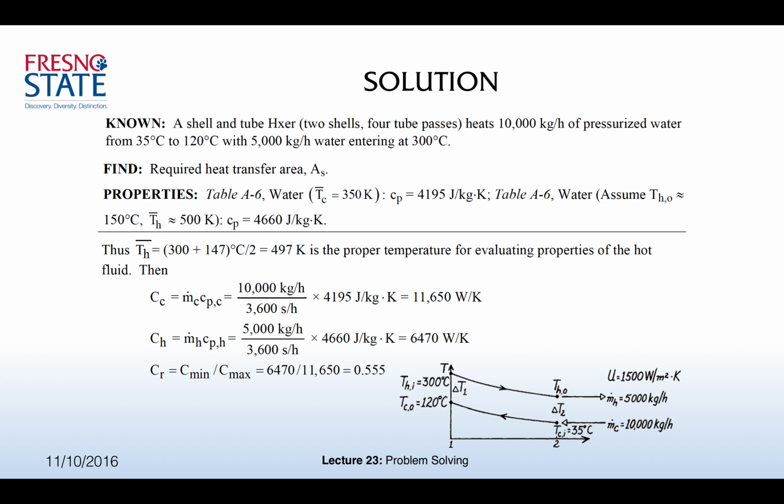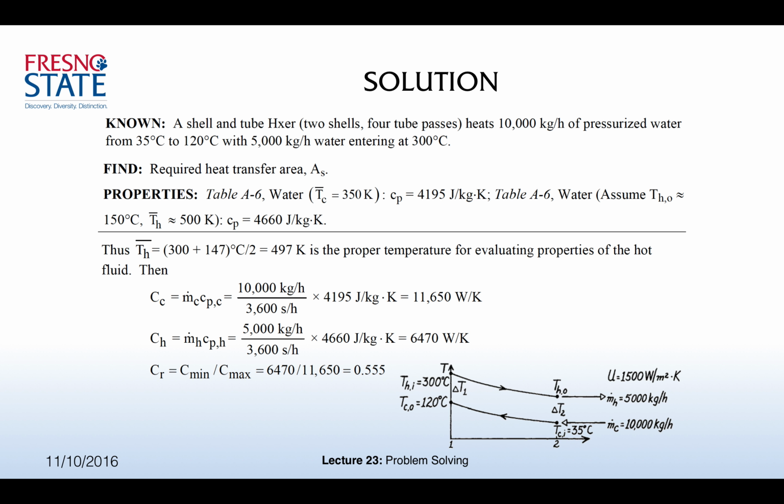And also I would need to calculate CR, which is the ratio between the two C's, because it's a very important parameter. If you remember from 2 days ago when we were showing the correlations for calculating the effectiveness from NTU and vice versa, the main parameter included in these correlations is the CR, which is the ratio between C minimum and C maximum. So this ratio is 6,470 divided by 11,650. So the CR, or the heat capacity ratio, should be 0.555. So now we have our C minimum, we have our CR.